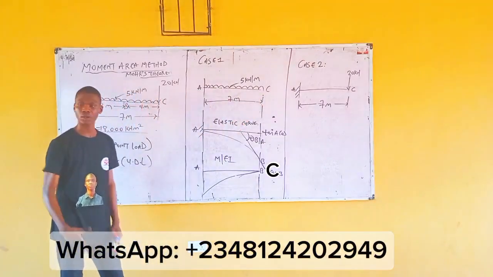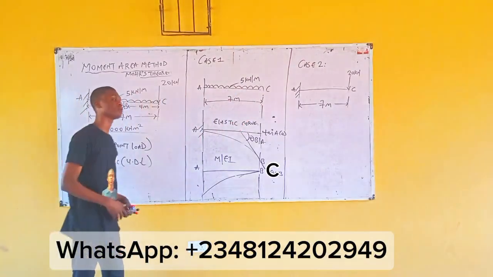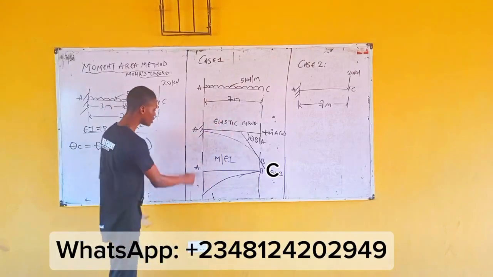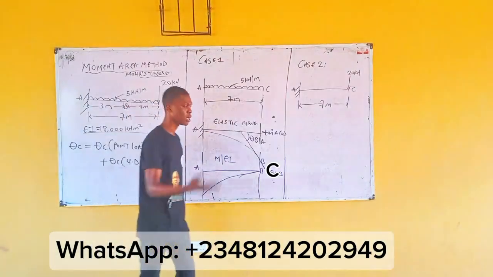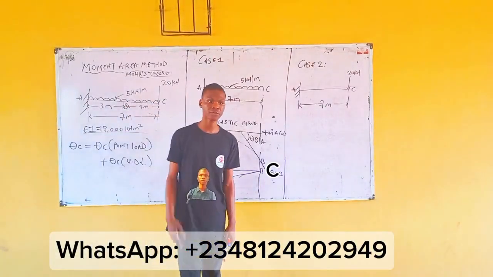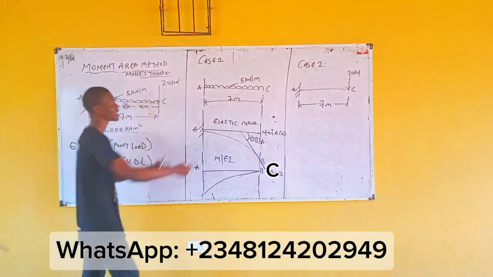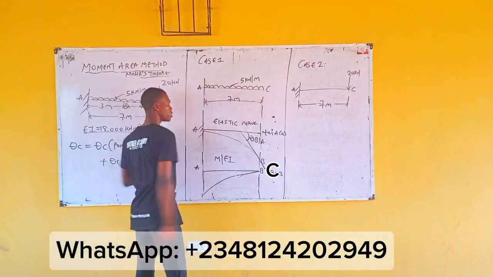This is a UDL, not a point load. In your applied mechanics and strength of materials, we've done it. So the value of moment at this point is what? Input in your calculator: 5 times 7 times 3.5. You are taking the moment to this point A.